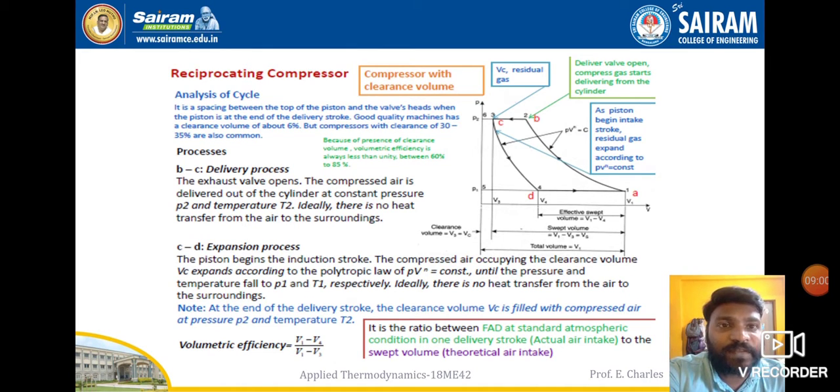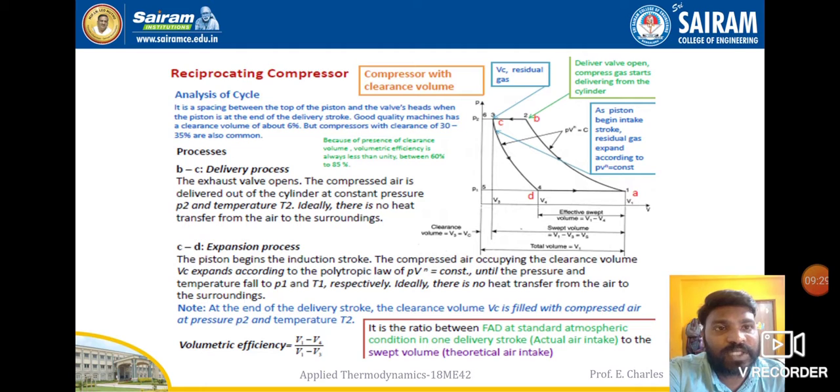See, actually the effective or optimum clearance volume should be around 6% of the overall cylinder size. That is the optimum, but in some cases it will go up to 30 to 35%, which will be common. Because of the presence of clearance volume, volumetric efficiency is always less than unity, between 60% and 85%. Volumetric efficiency will be less because of the clearance volume.